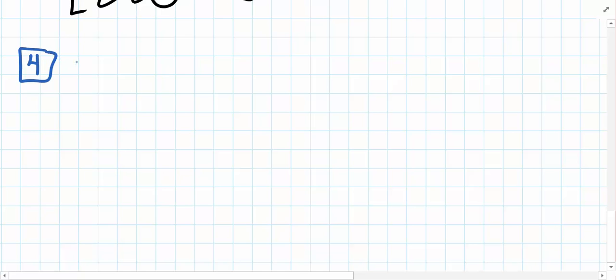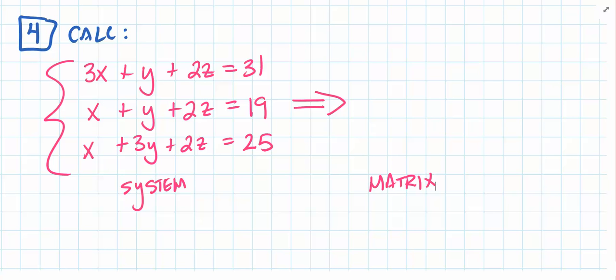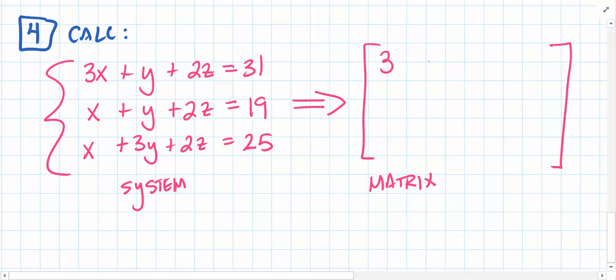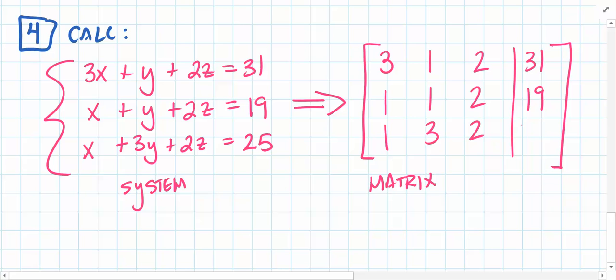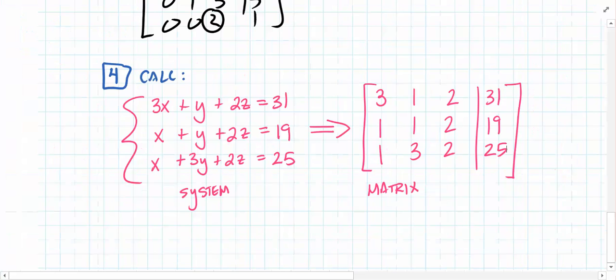So we're going to do a calculator demonstration, start to finish, tie all this together. I've given you a system. Let's create the augmented matrix here. You guys just spit it out really quick. Let's write it down. What is it? 3, 1, 2, 31, 1, 1, 2, 19, 1, 3, 2, 25. Okay, good. What's the order of this matrix? This is a 3 by 4. Good. I'm going to move it all the way to here so we have room to work, okay?